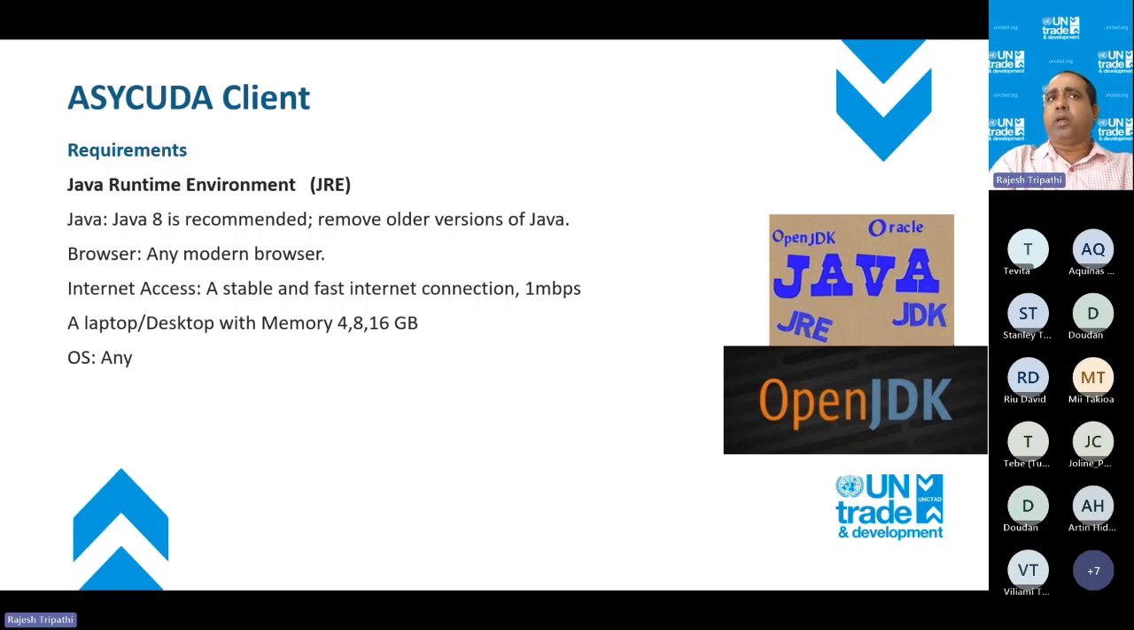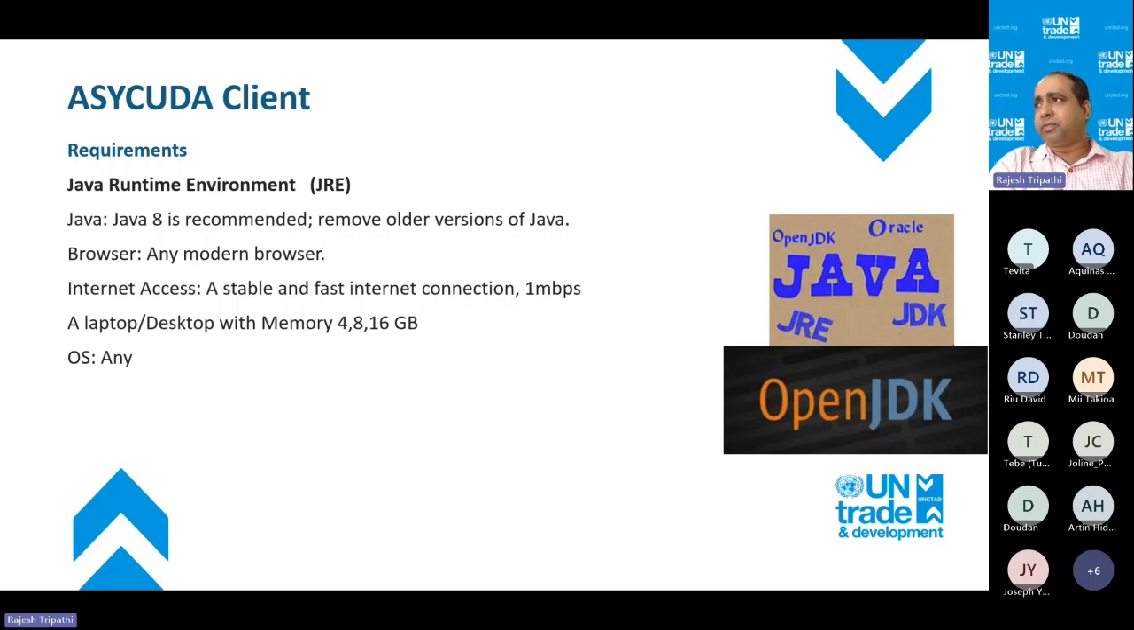The speed requirement varies from country to country, application to application, depending upon the configuration of the country. But we recommend a better internet connection because the e-documents are downloaded from the server to the client PC. At least for better user experience, a 1 Mbps stable internet connection is recommended.